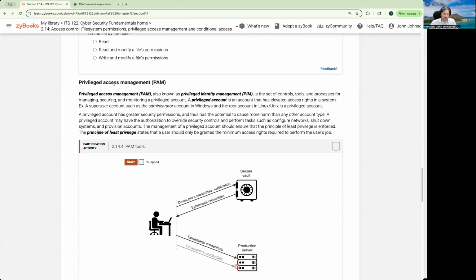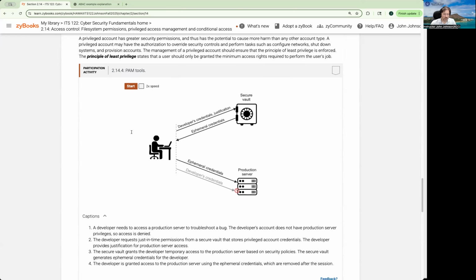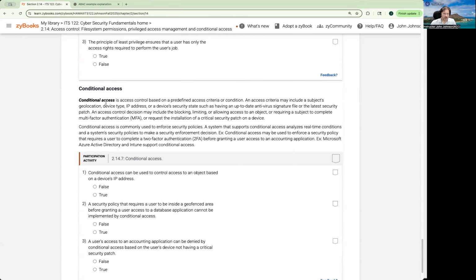And then know that privileged access management, PAM or PIM, you're doing this because privileged accounts can cause the most damage, and you want to make sure that they are really controlled. We go by the principle of least privilege so that you can only do just as much as you need to do in a system. And then there's conditional access, which is restricting access based on things we've talked about before, whether you've got the most up-to-date antivirus, if you're coming from a certain place, or if you have met real-time conditions and things like that. That's the crux of this section.